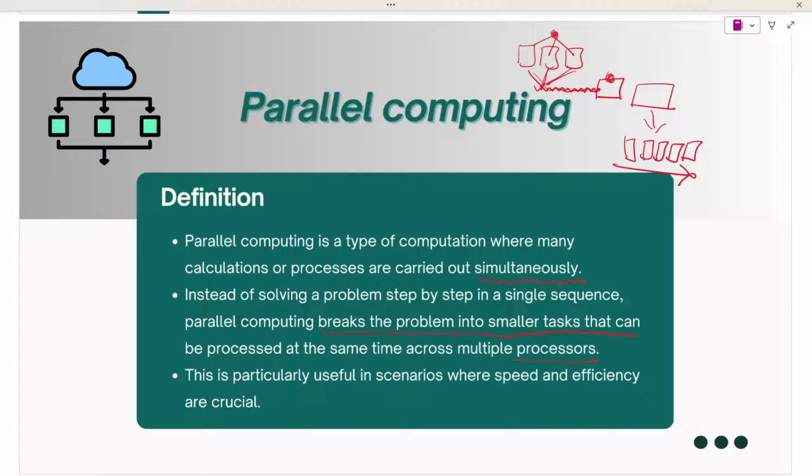Imagine you are playing a highly detailed video game. The game engine needs to render complex graphics, simulate realistic physics, and manage AI for multiple characters at once. If these tasks were handled sequentially, the game would lag and become unplayable. However, with parallel computing, these tasks are divided among multiple processors, allowing the game to run smoothly in real time. Another example is scientific simulations, such as weather forecasting or molecular modeling, where massive data sets must be processed rapidly to produce accurate results.